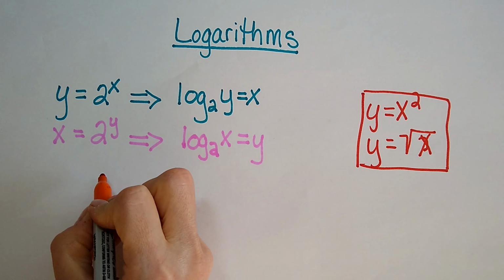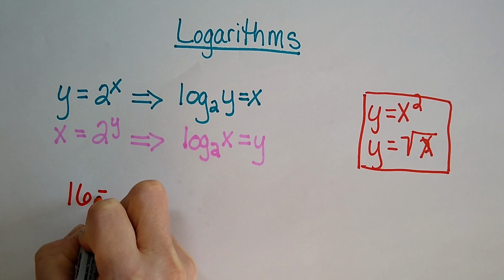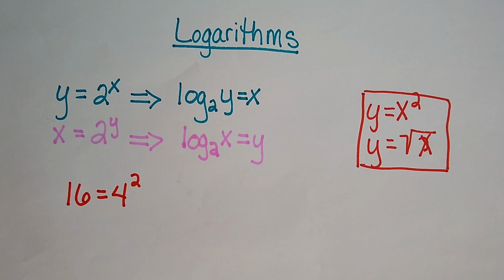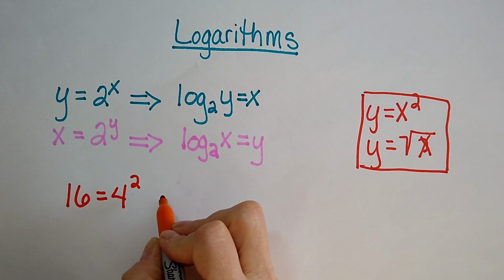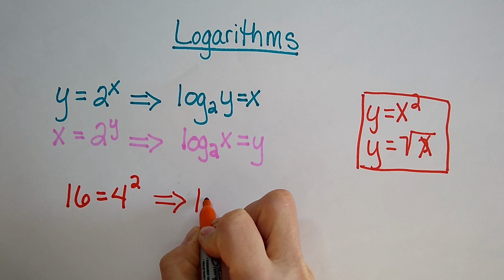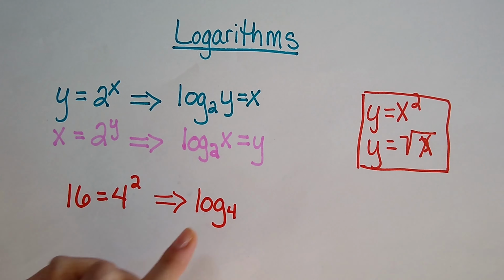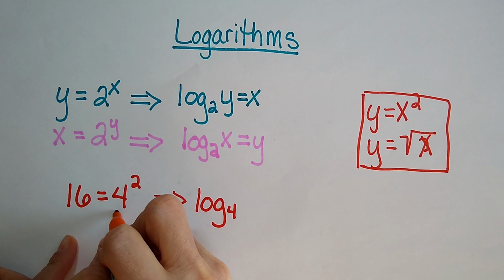I'm going to do this a different way. I'm going to use some numbers. 16 equals 4 squared, okay? And I want to convert that into a logarithm. Now I know 16 equals 4 squared. I know that. But we're just practicing converting back and forth to logs. So what will the base of my log be? Well, it's going to be 4 because the base of my exponent is 4. Log base 4. We always start by writing the log, okay? It is base 4.